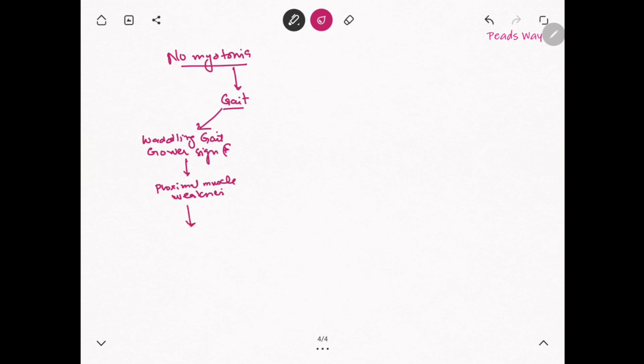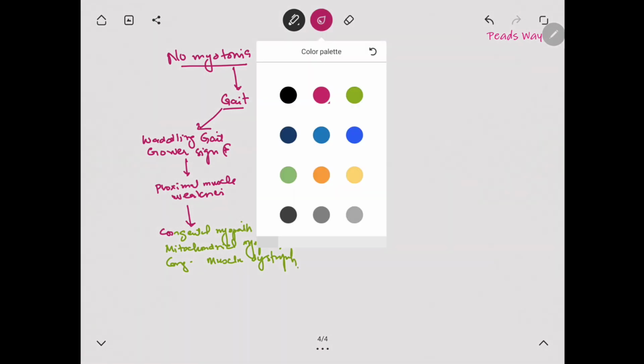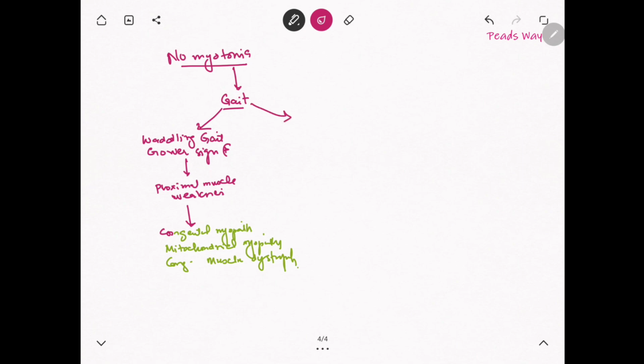So it is muscular dystrophies, maybe congenital myopathy, maybe mitochondrial myopathy, or congenital muscular dystrophy.